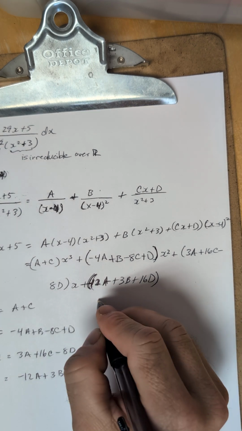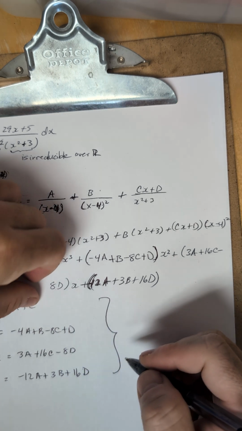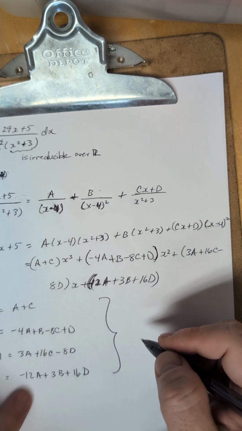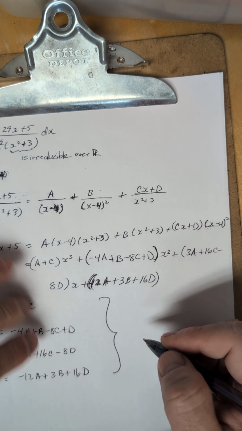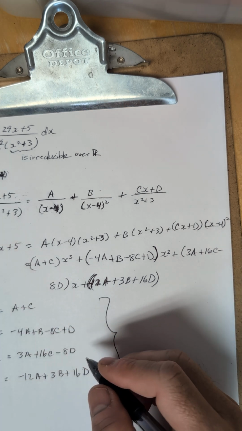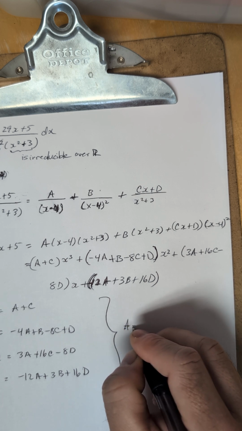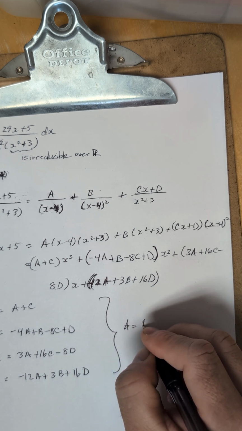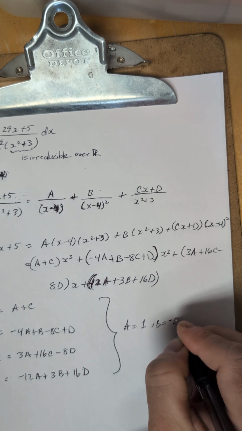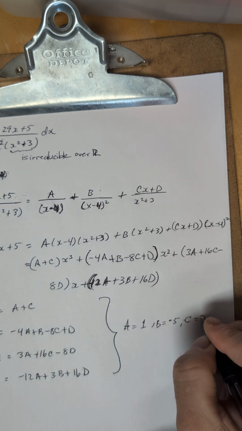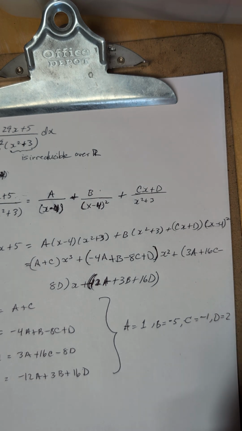Okay, so this system of equations is what we have to solve now. Notice here that we have A is equal to negative C, and we have 1, 2, 3, 4 unknowns and 4 equations. So this system is solvable. I put this into GeoGebra and solved, and I'll show that to you in a minute, but A equals 1, the result is B equals negative 5, C equals negative 1, and D equals 2, okay?